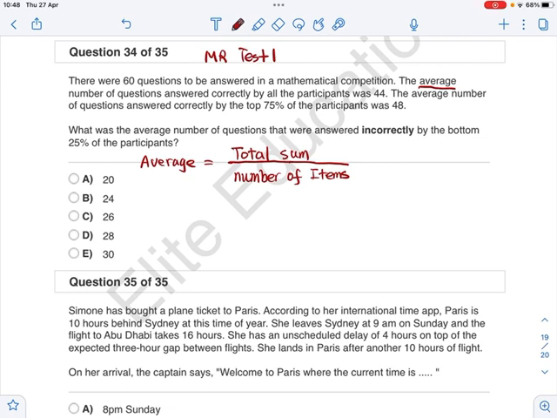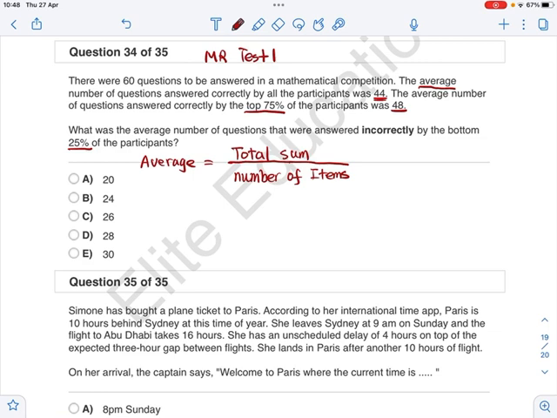For this question, they tell us there are 60 questions answered in the competition. The average number of the questions answered correctly by all the participants is 44. But they said that the average answered by the top 75% is 48. Then asking us, what is the number of incorrect answers by the bottom 25%.